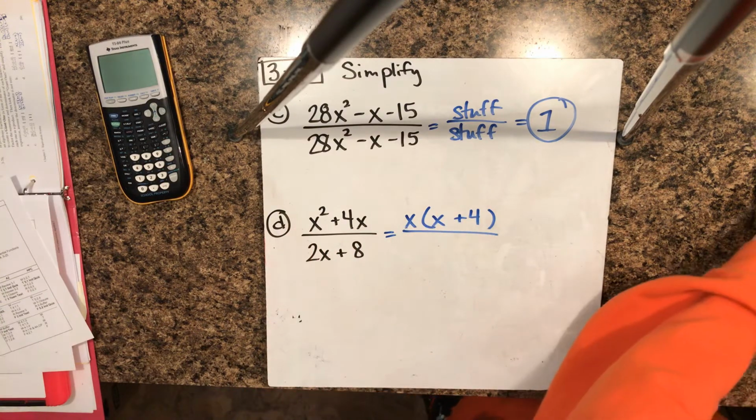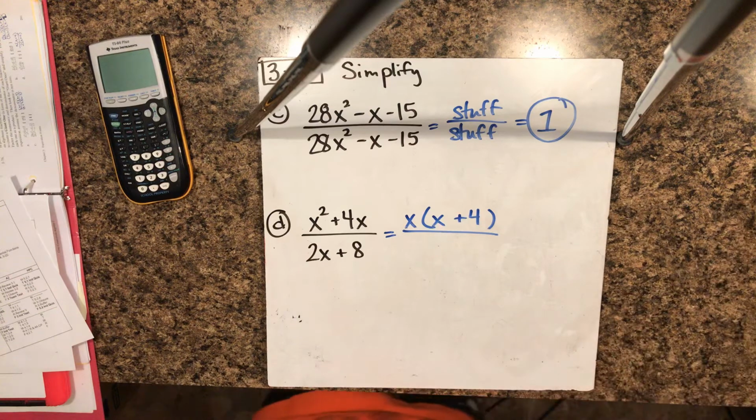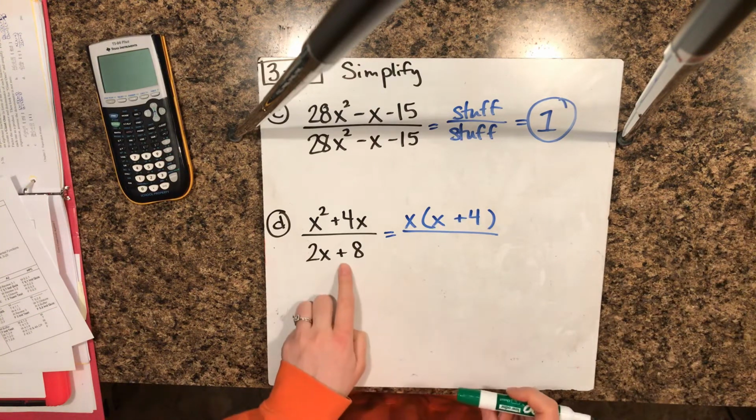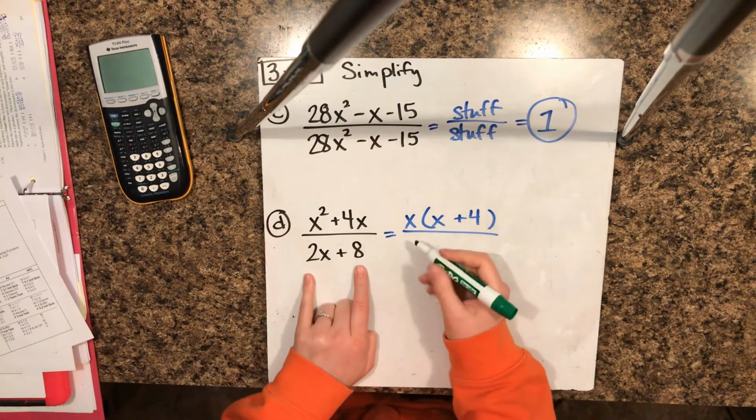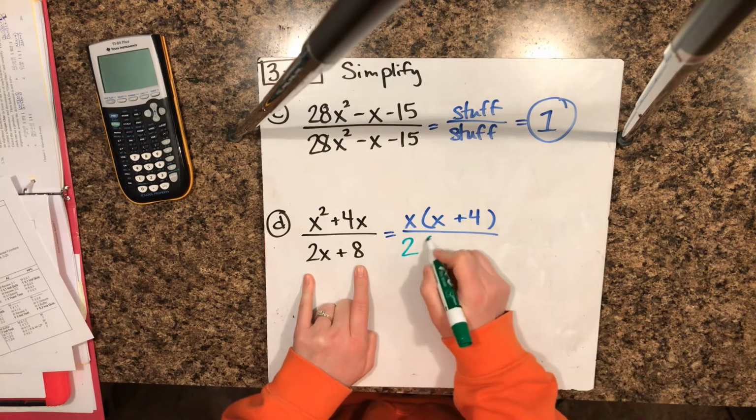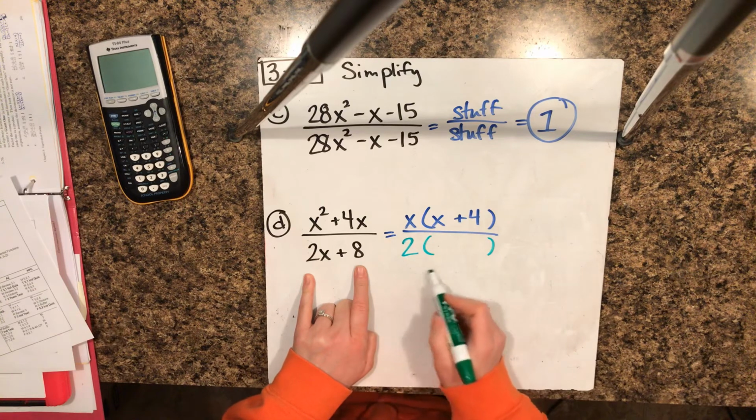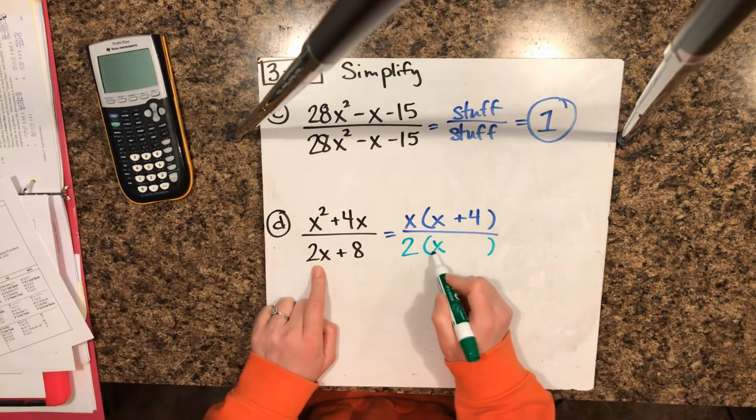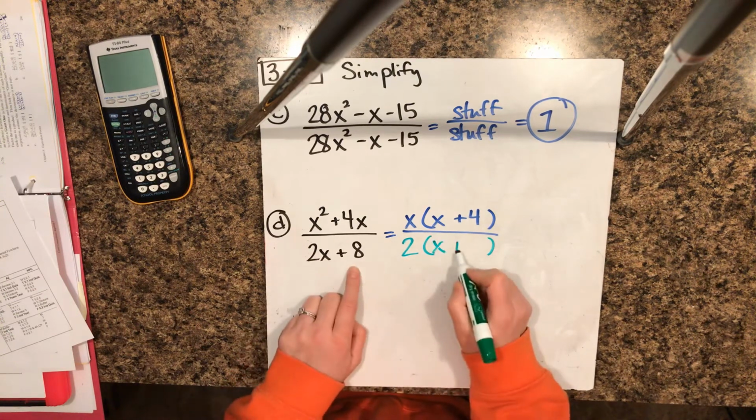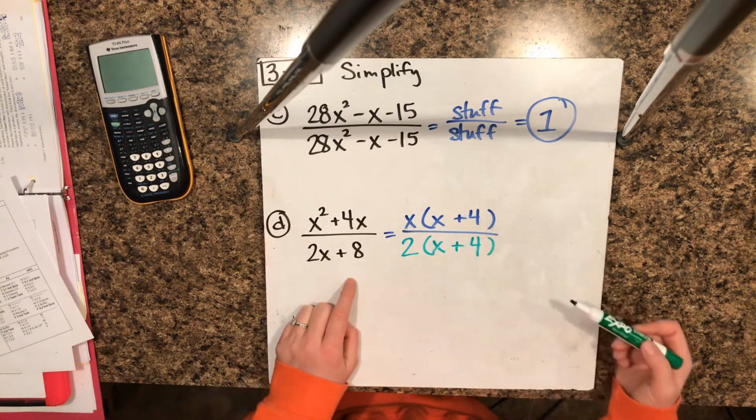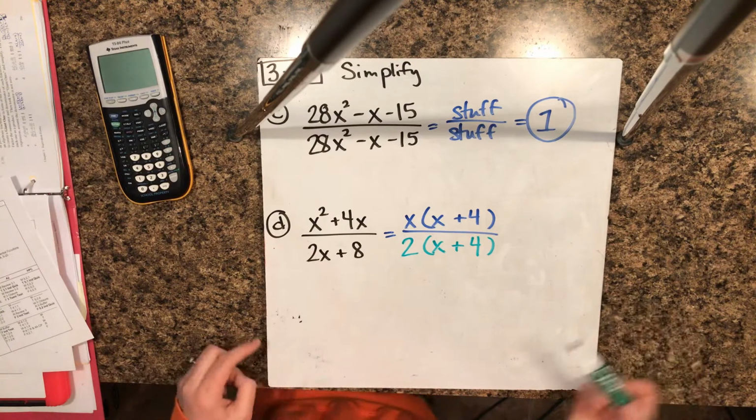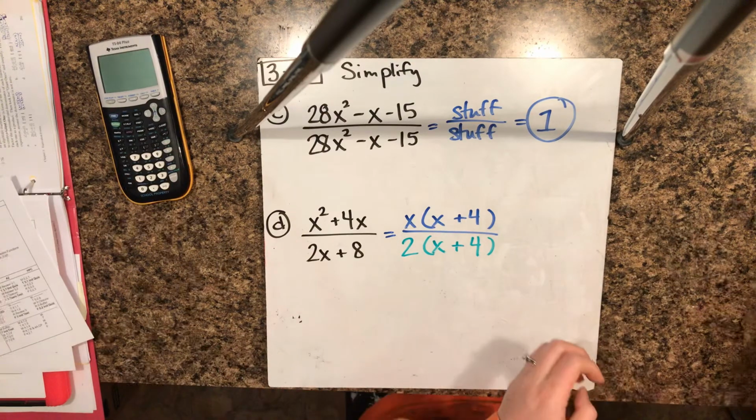The bottom, 2x plus 8, is the same concept. Okay, there's two terms, but it's not a difference, so I can't use that shortcut, but they both have a 2 in common. 2 goes evenly into both terms. So 2 times what gives me 2x? 2 times what gives me 8? And hopefully it was a little bit of a hint that something probably was going to cancel out. Not always, but probably.